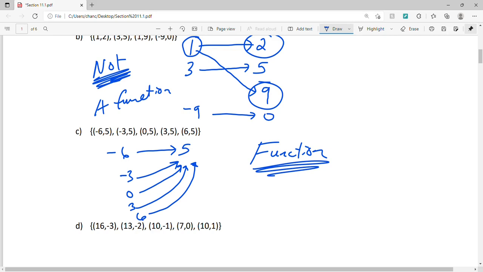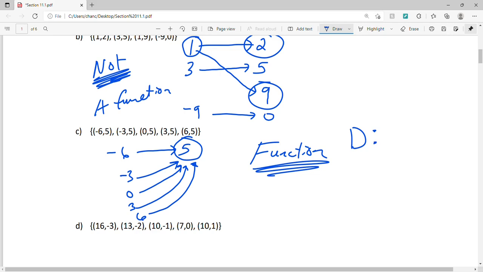This is a function because each of these values, -6, -3, 0, 3, and 6, go to exactly one output. So this is a function. This is a situation where every single person bought the same item, and that's possible for that vending machine. This is possible. This is a function.